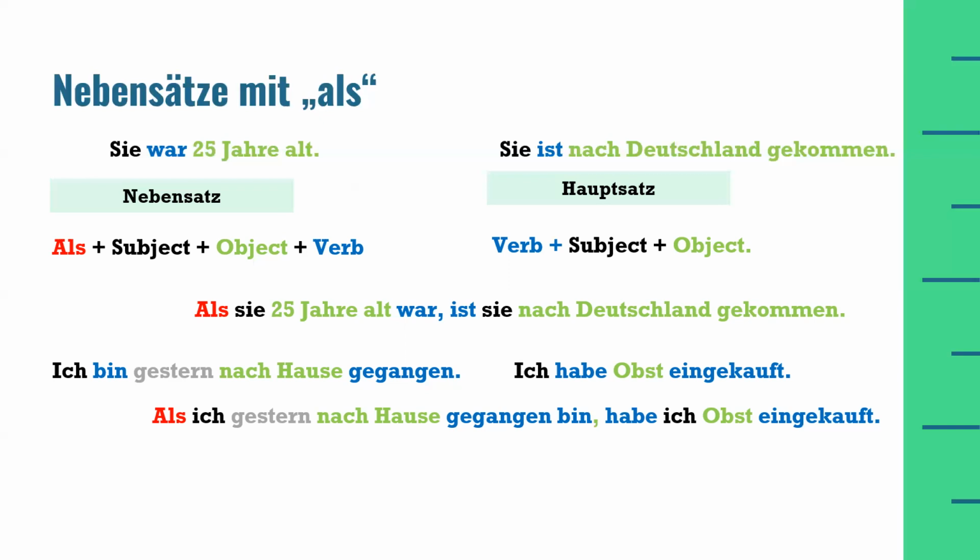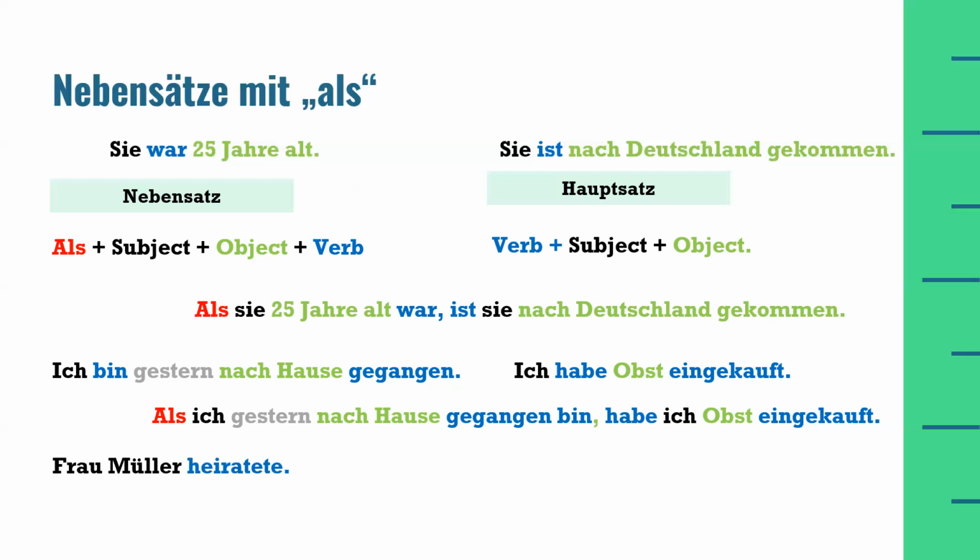Subject of Hauptsatz is ich. So according to this ich subject, haben will become habe, then comes object, and eingekauft is the participle zwei form of verb which will come at the last position of the sentence. So here the sentence structure is different because we have used participle zwei form in both Nebensatz and Hauptsatz.